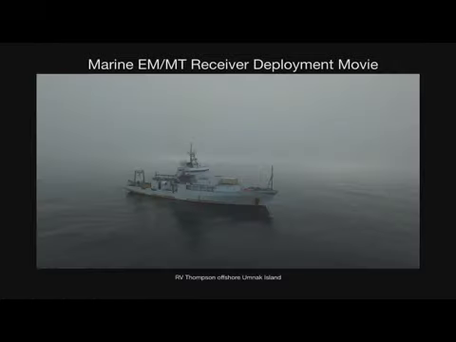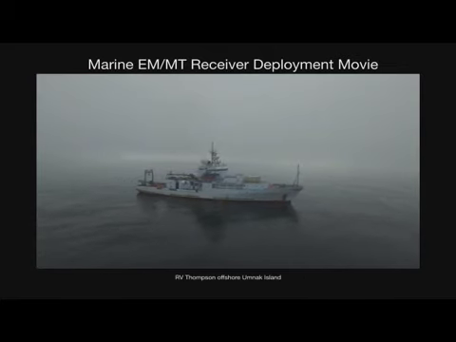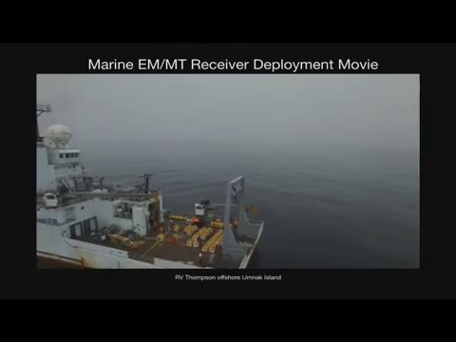And so let's see here. So how do we actually measure these fields? Well, in order to do it in the ocean, we need a ship, preferably a big ship like the RV Thompson. And so we go out with a bunch of grad students and postdocs and techs and a bunch of instruments.